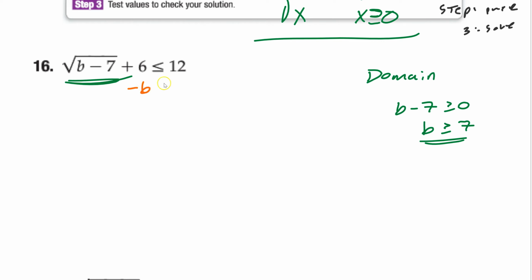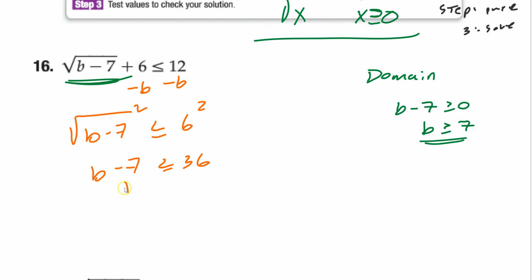Subtract 6 from both sides. The square root of b minus 7 is less than or equal to 6. Square both sides. b minus 7 is less than or equal to 36. Add 7. b is less than or equal to 43.